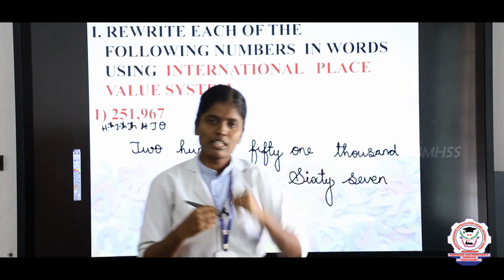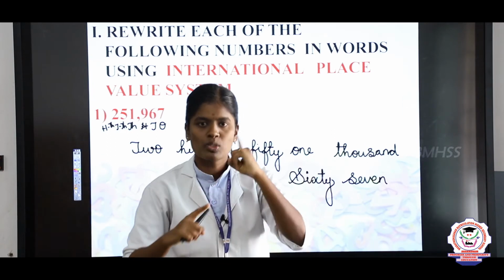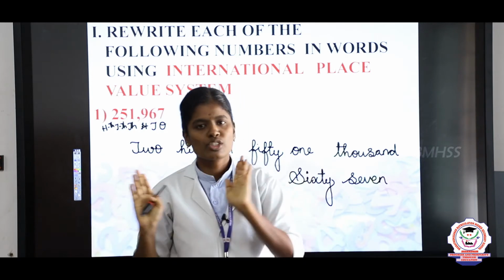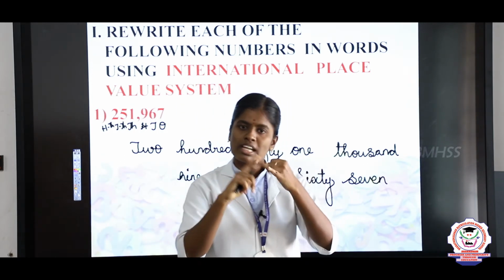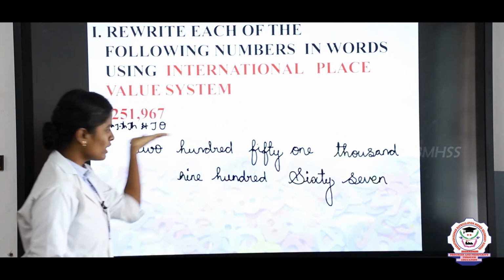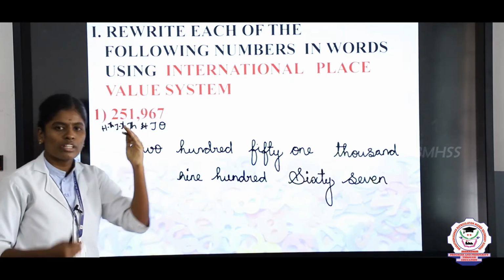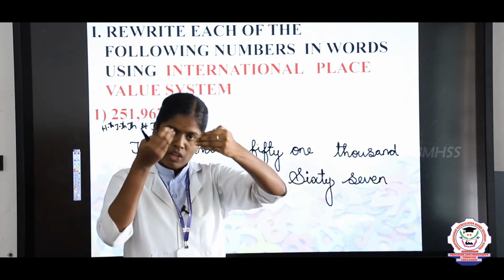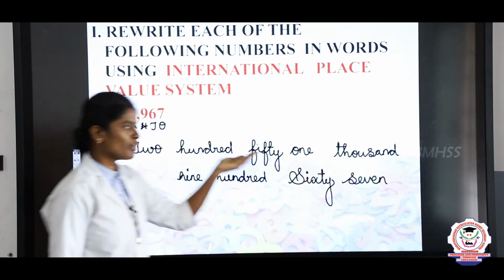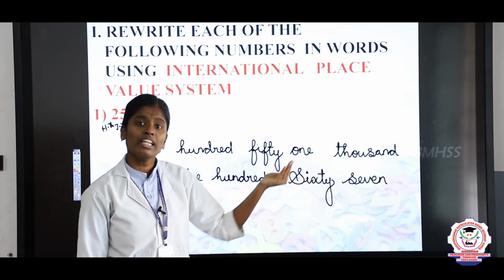So the first topic is rewrite each of the following numbers in words using the international place value chart. In the international place value chart we have 2 common periods. The first common period is ones and the second is thousand. In ones place we divided 3 equal parts: ones, tens, 100. In thousand place also 3 equal parts: 1000, 10,000 and 100,000. So first you write the place values, then you take the numbers and place values and write the number name. The first number is 251,967.